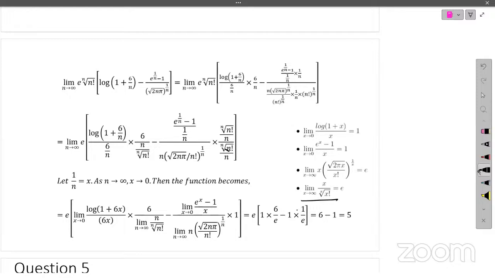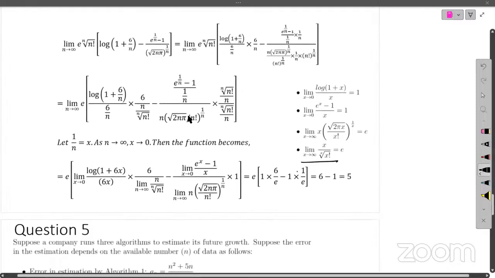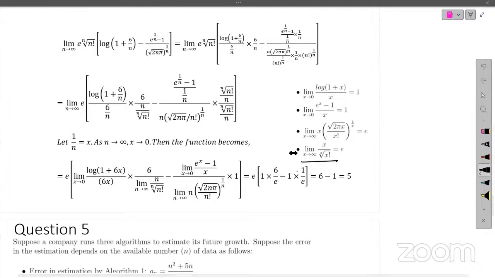Ma'am, we can do it in different ways. Like the first, the root of n factorial, we can convert into 1 by e, and e gets cancelled, and then it can be solved in many ways, ma'am. I did it in another way. Yes, correct, there are so many ways. Whatever you prefer, it's not necessary to go in this same sequence. Whatever you type, first do the changes and solve. It depends on the person, whatever he wants, but the answer should be 5.